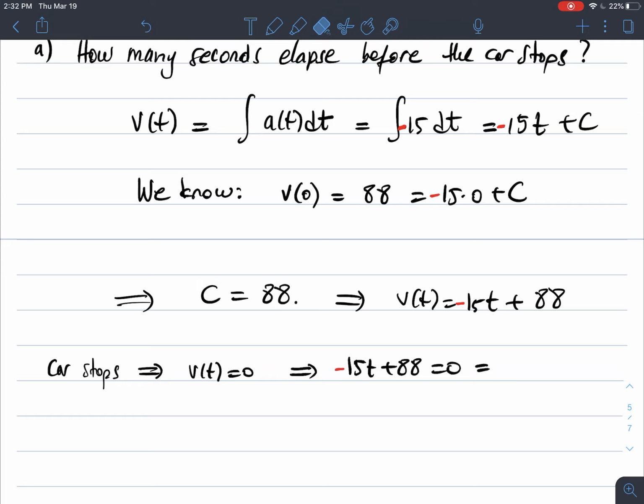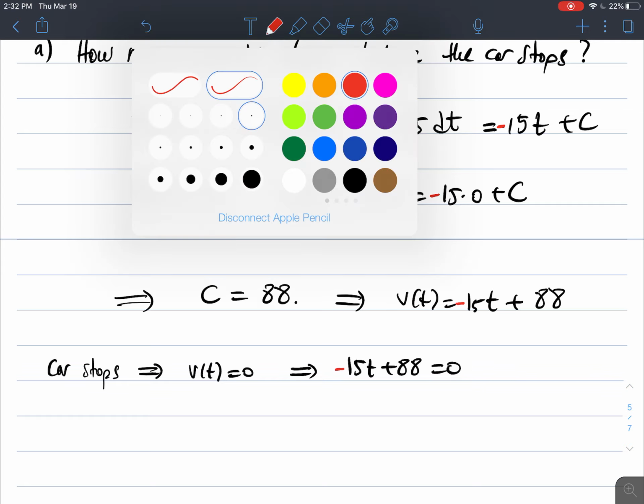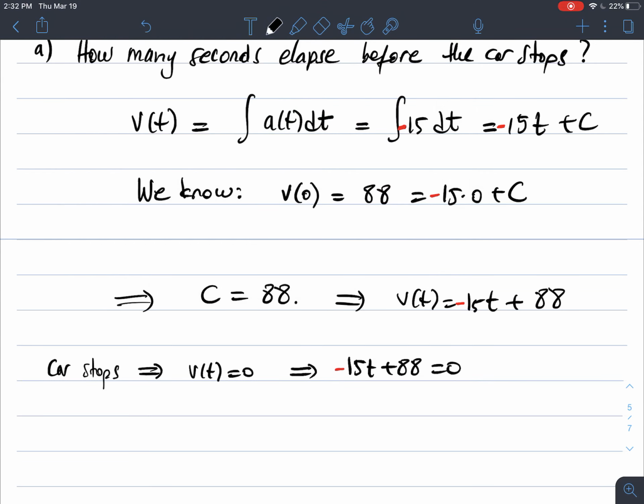And now this implies that t is equal to 88 over 15. And this is about 5, let's say, or a little more than 5. So that's the time when... actually closer to 6. Right, so this is the time it takes for the car to stop.